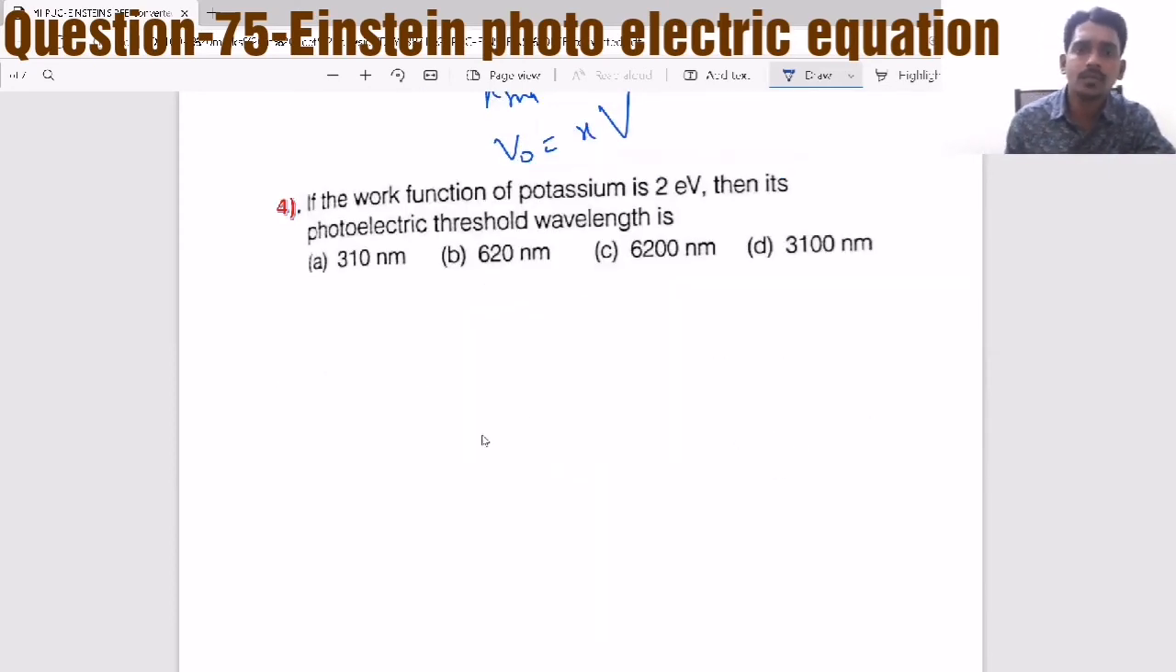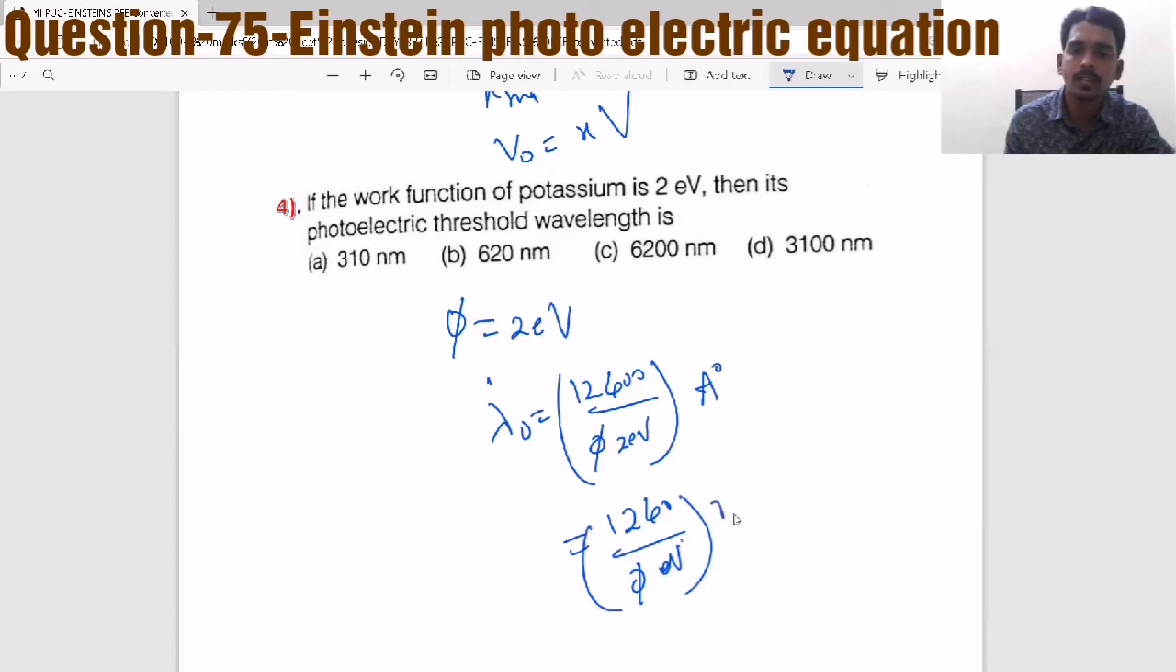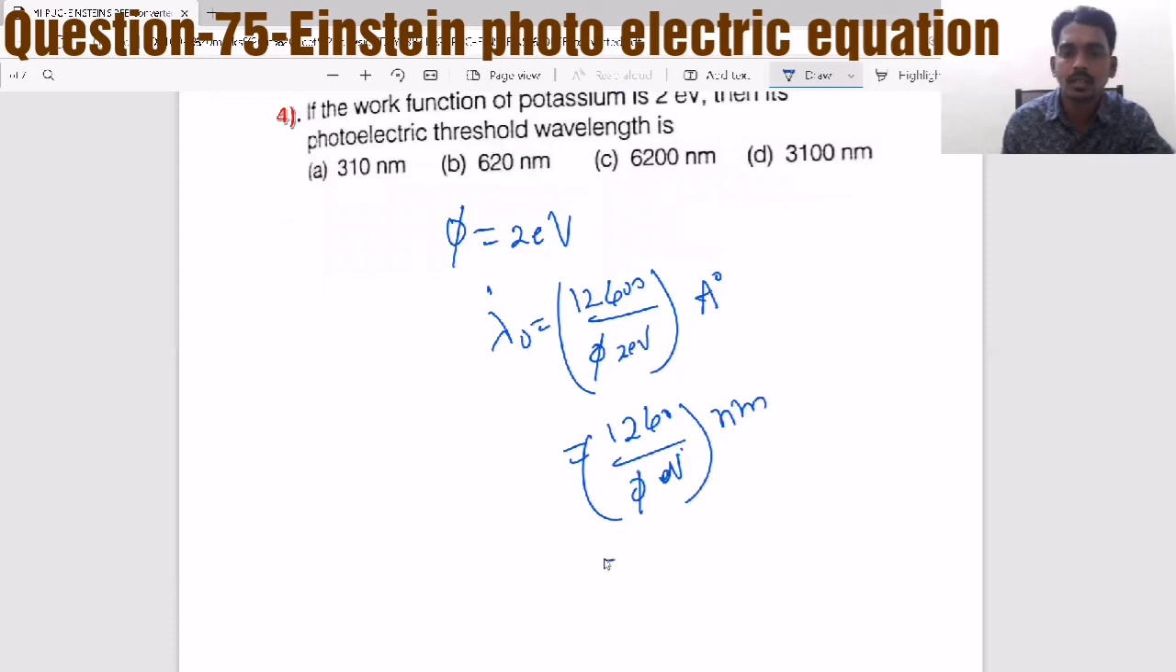Now, if the work function of potassium is, again some work function is given, 2 electron volt, then its photoelectric threshold wavelength. So it's a direct question, lambda naught equal to 12,400 by phi in electron volt. If you substitute, you will get angstrom. Or if you substitute 1240 and phi in electron volt, then you will get nanometer. As the answer is in nanometer, you just substitute 1240 only. So 1240 by 2 nanometer, so that is 620 nanometer.